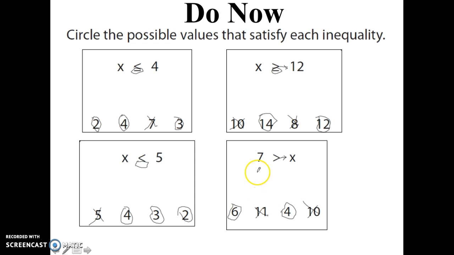If that still is confusing, you're more than welcome to rewrite it as x on the left and a 7 on the right. However, because you switched it, you have to switch the inequality. Was greater than, now it's less than. So x is less than 7, which is obviously, again, 6 and 4.